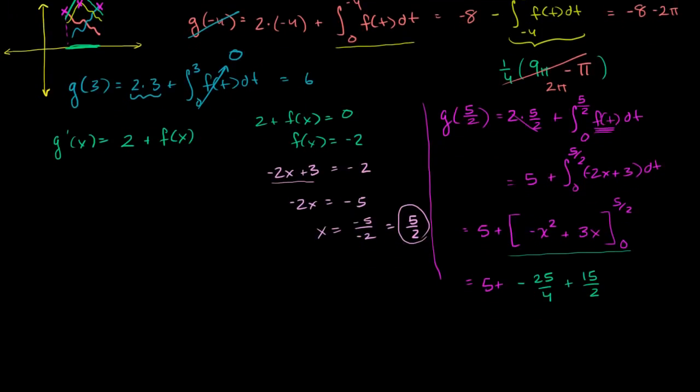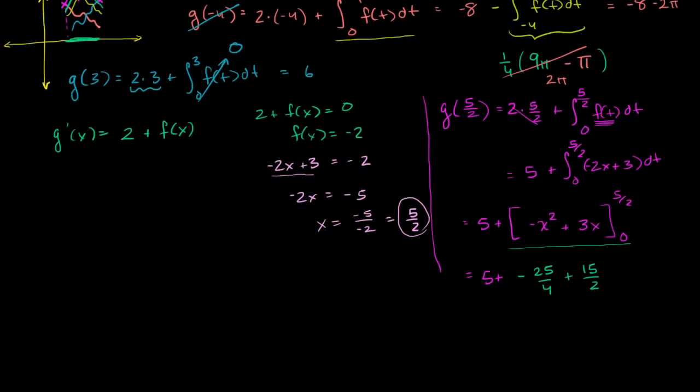And so what do we have right over here? Let's get ourselves a common denominator. It looks like a common denominator could be 4. So this is equal to 5, which is the same thing as 20 over 4, minus 25 over 4, and then plus 30 over 4. So 20 plus 30 is 50, minus 25 is 25. So this is equal to 25 over 4. And 25 over 4 is the same thing as 6 1/4.